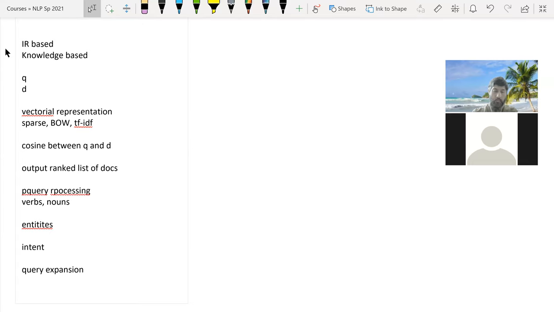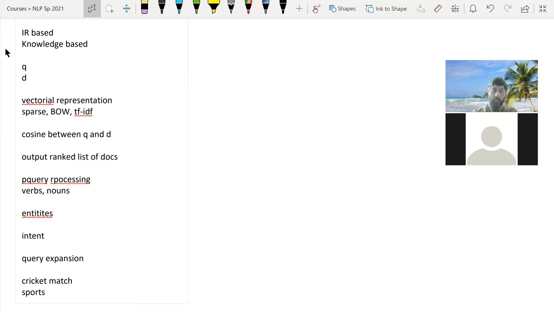You can think of examples like, for example, if someone is searching cricket and let's say match. Cricket, of course, is also an animal, an insect. Seeing the word match would disambiguate that cricket is actually the sport. So maybe expansion might include words like sports into the keywords in the query, so that the query would match better with the documents. So this is the general idea of query expansion: try to enhance the list of keywords that are present in the query.